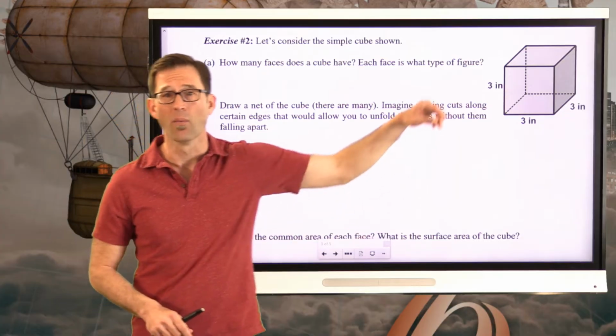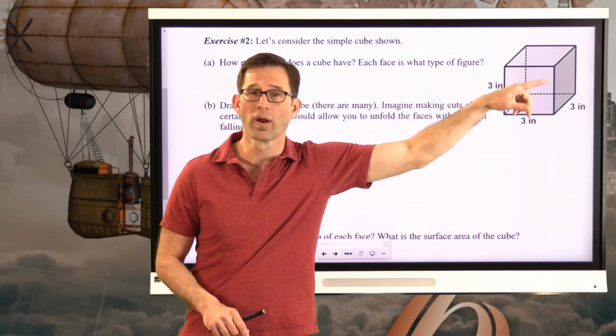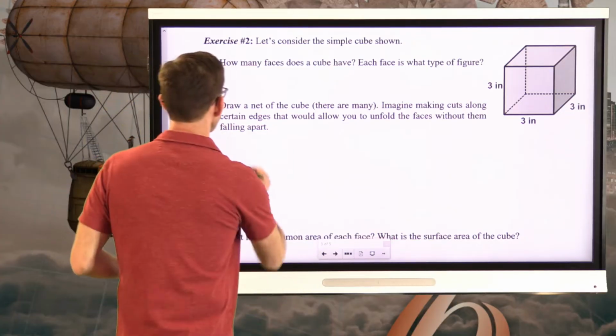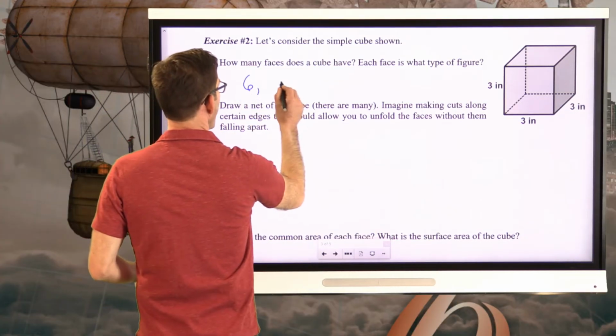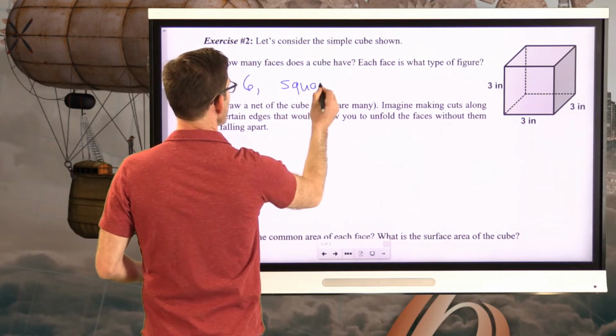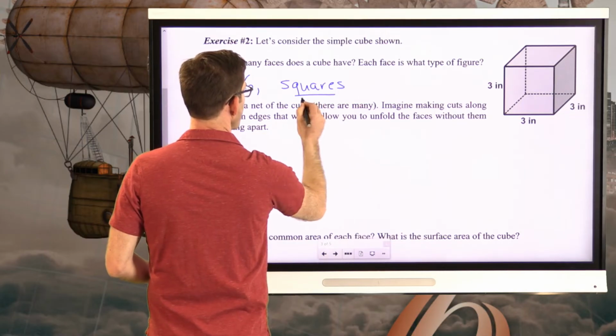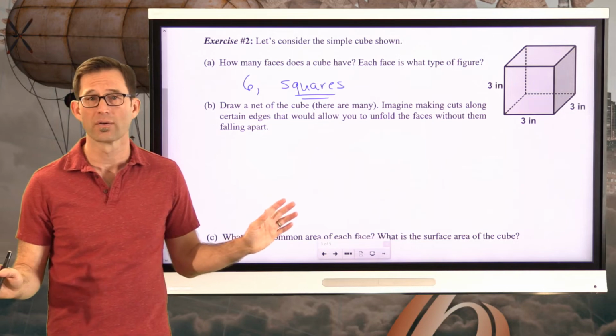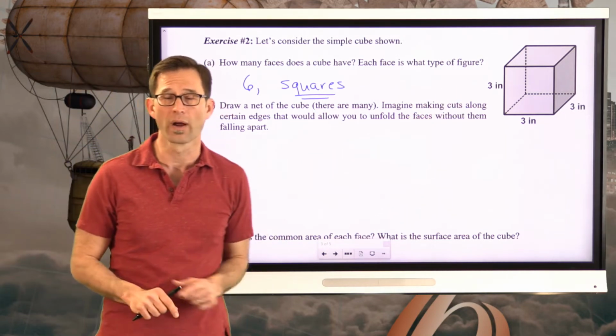And you know, you can count them. 1 on top, 1 on bottom, 1 on the left, 1 on the right, 1 on the front, 1 on the back, right? There's 6 of them. In the case of a cube, they're all squares. Every single one of them is an identical square, right? A 3 by 3 square.